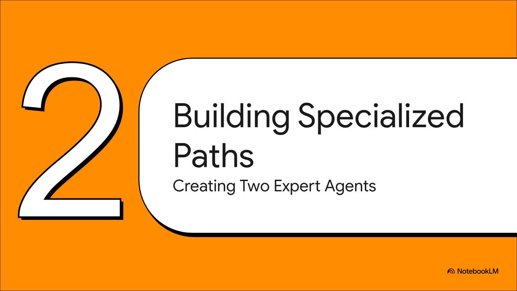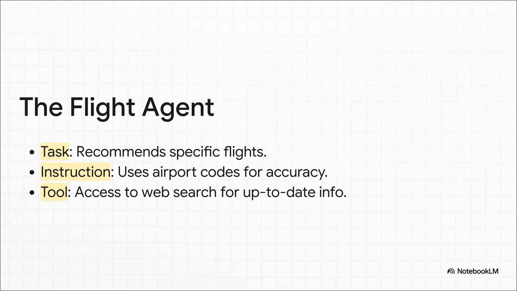Okay, now let's build out those specialized paths. We've got our router in place, so now we get to create the two expert agents that are going to do the actual heavy lifting. First, we create the flight agent. Its job is pretty clear: recommend specific flights. We've also told it to use airport codes to be as accurate as possible.